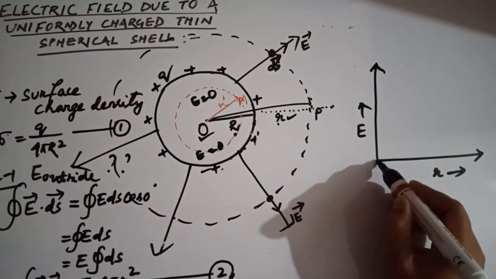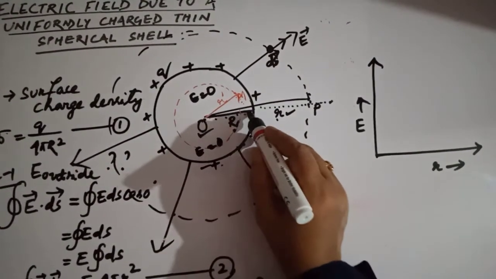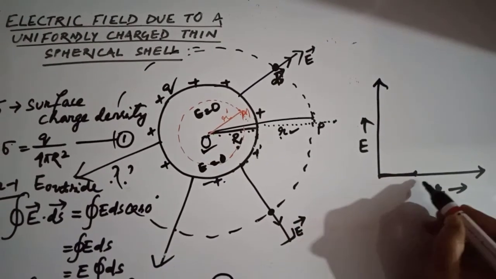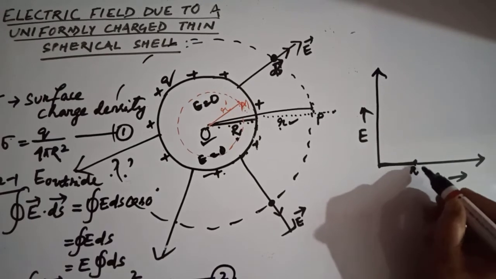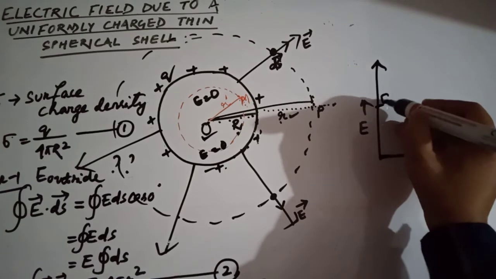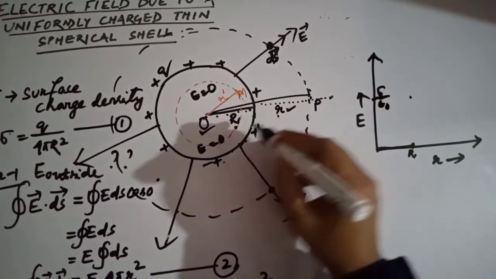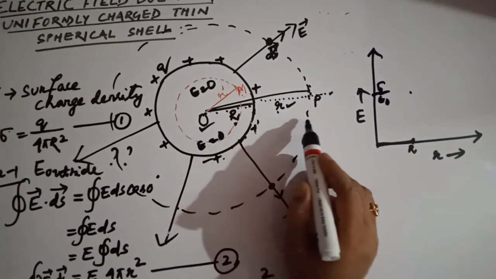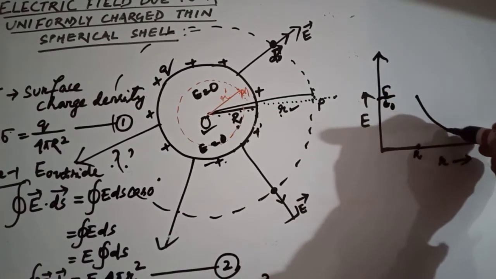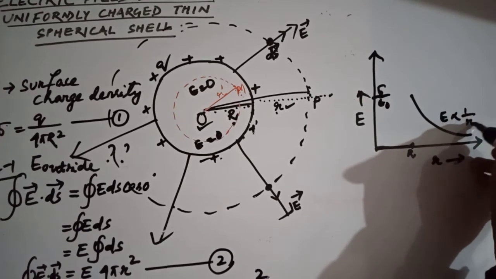From the center we are moving. At the center the electric field is 0. It is 0 up to the surface, that means up to capital R. Suddenly at capital R, the electric field becomes sigma by epsilon naught. This value is sigma by epsilon naught. Then if we go further, as the distance increases, the electric field is proportional to 1 by r square. So outside, E is proportional to 1 by r square.